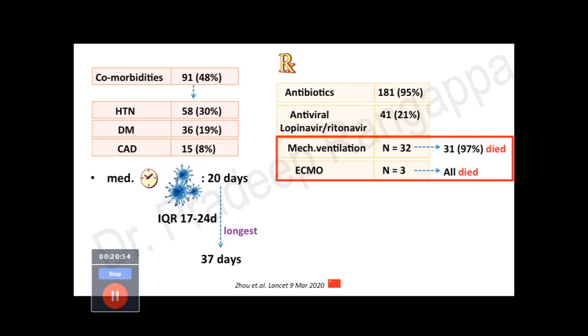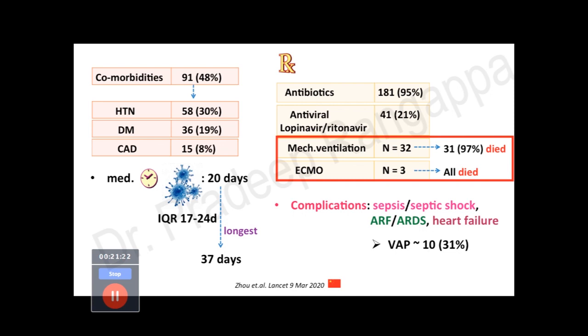So as much as possible, I think our efforts would be to identify these patients early, treat them early, and prevent them from down spiraling into mechanical ventilation or going into ICU, because the risk of death significantly increases. And what are the complications that you can expect in patients with COVID? The typical complications when they're very sick are sepsis, septic shock, ARDS, and heart failure. So these are the complications that they have noticed in patients with COVID-19. And 31% of them had developed VAP. So this is the information coming from this article which came in Lancet by Zhou et al.